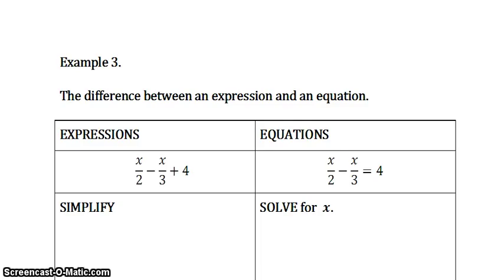Now, I'm going to start a new video to look at this example, which is the difference between an expression and simplifying an expression and equations, because this is where most grade 12 math students fall down. So start the next video on equations and inequalities, because this is quite important.